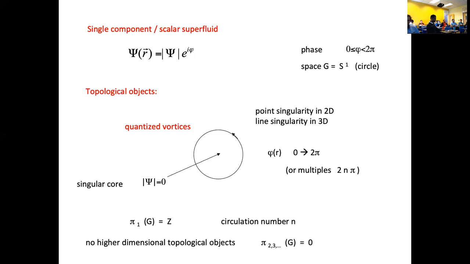For this scalar Bose-Einstein condensate, scalar BEC, there are actually no higher dimensional objects. If you think of a two-dimensional surface mapping into the order parameter space, it's always trivial, and so is three-dimensional and so forth. So the mathematical statement is that pi 2, pi 3, or whatever, of G is 0, except for pi 1.